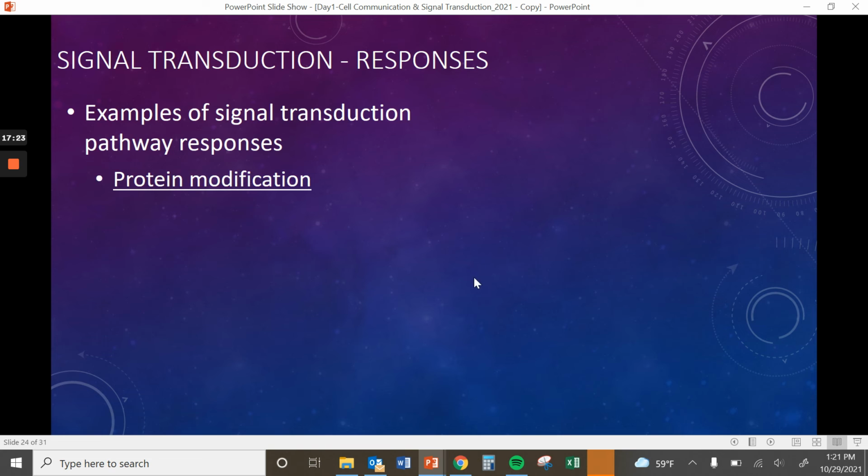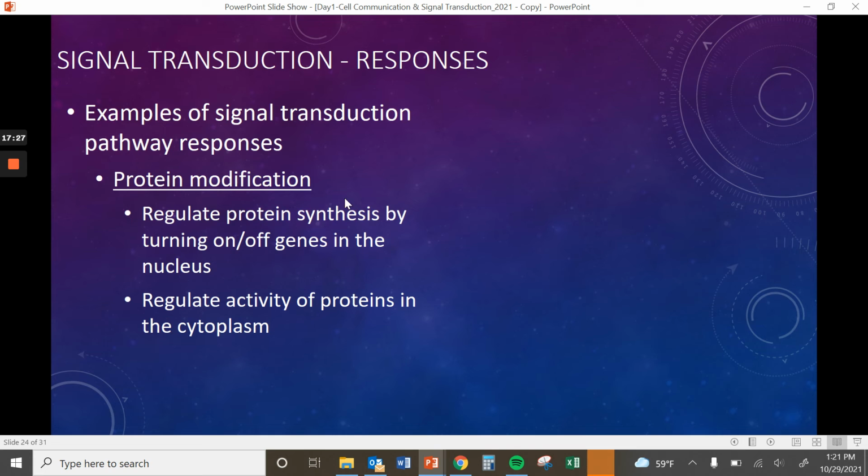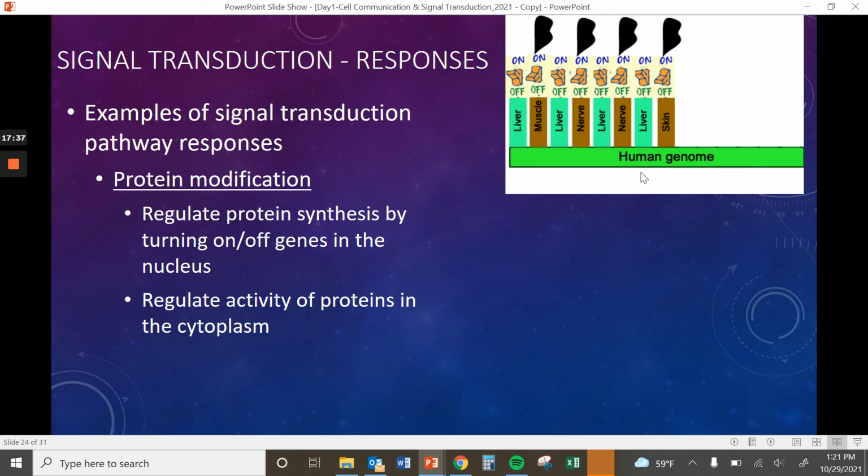Okay, so another example of transduction is we can have proteins that are modified, and this is going to affect the regulation of proteins that are being synthesized, and also the activity of proteins in the cytoplasm. So, for example, where we have DNA that's producing these different enzymes, we can then turn off certain genes. The same idea is happening with signal transduction in this way. We can have a signal being sent by turning off genes that therefore impact what is being synthesized in the cell.